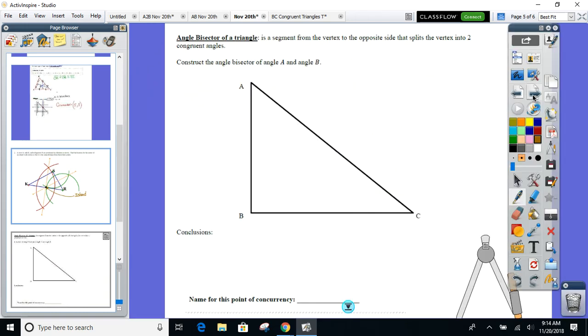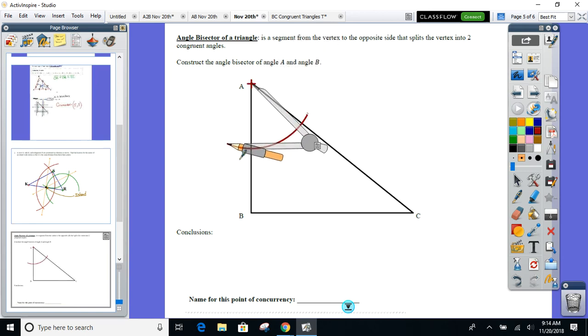Let's review how to construct the angle bisectors. So I need you to bisect angle A and angle B for me here. All right, let's go. A little review. Keep focused. Put your compass point on whatever, A or B, whatever you're going to bisect. Make an arc that intersects in how many spots? Two spots. Intersect two spots in the sides of the angle.